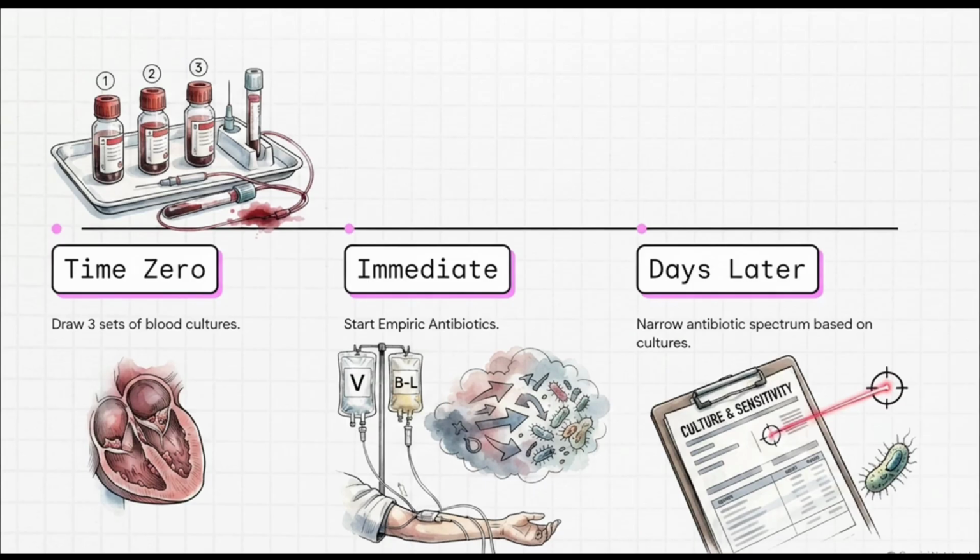Immediately after drawing the blood, you hit them with empiric antibiotics. We're talking a broad-spectrum, heavy-hitting combo here, like vancomycin plus a beta-lactam, just to cover the deadliest bugs right out of the gate. Then, days later, when the specific culture results come back from the lab, you can tailor and narrow your antibiotic spectrum to act like a sniper rifle against that exact pathogen.